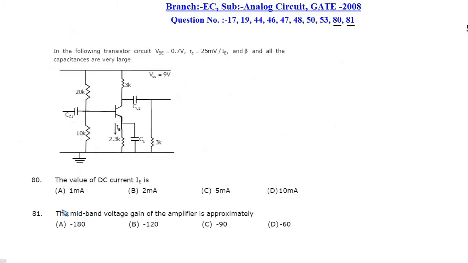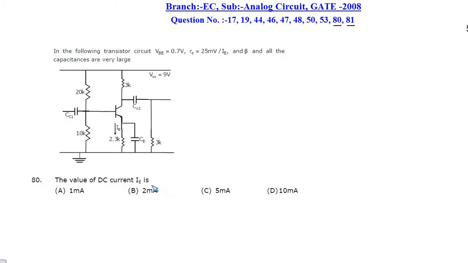Questions number 80 and 81 are linked questions. An amplifier circuit is given. We have to find out the DC current IE and the mid-band gain of the amplifier approximately. What is given? VBE is 0.7 volt and the beta value is very large. So let us find out the DC current IE.